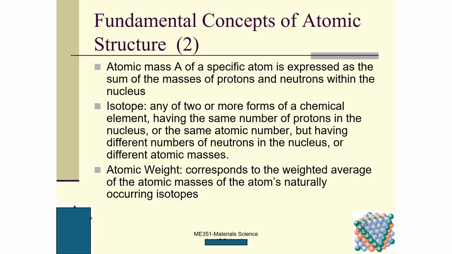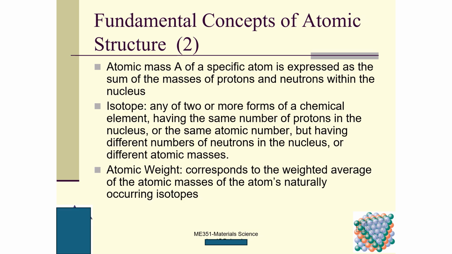And then I introduce an important concept, isotope. As the name suggests, iso means that something is the same. Isotope means any of two or more forms of a chemical element having the same number of protons in the nucleus, or the same atomic number, but different numbers of neutrons, or different atomic masses, because neutrons and protons determine atomic mass. The proton number itself determines the atomic number. You should know that.